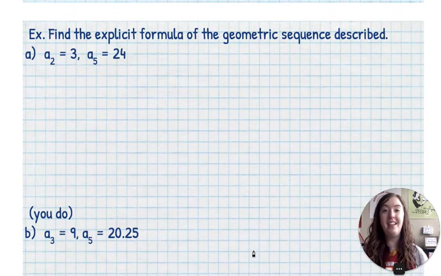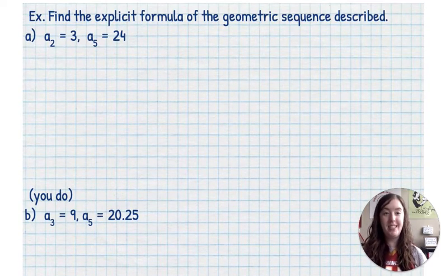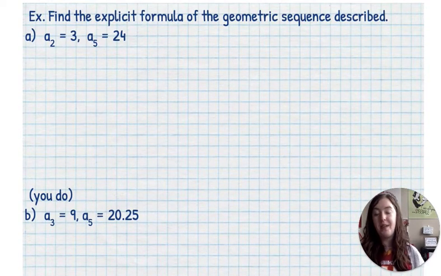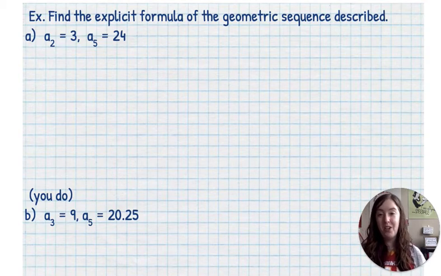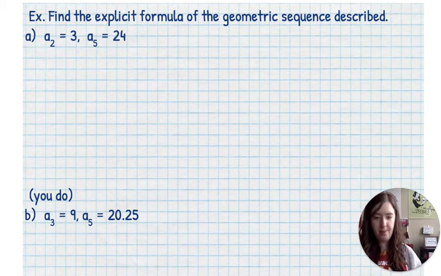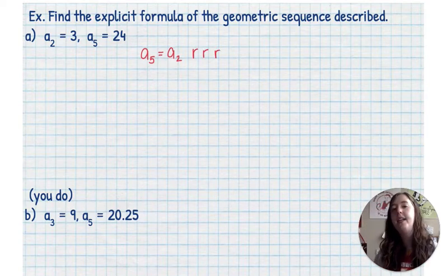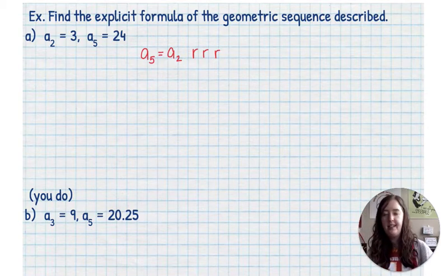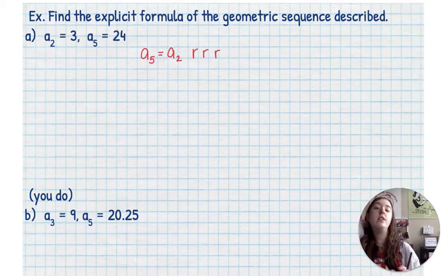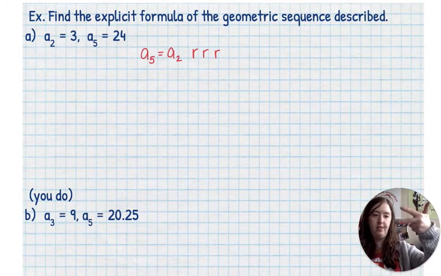Okay, now we want to find the explicit formula of the geometric sequence described. My second term is 3, and my fifth term is 24. We're going to think through this the same way we did with the arithmetic ones: my fifth term is equal to my second term, and then my common ratio happens 3 times between a sub 2 and a sub 5, right? To get a sub 3, a sub 4, a sub 5, we needed that common ratio three times.